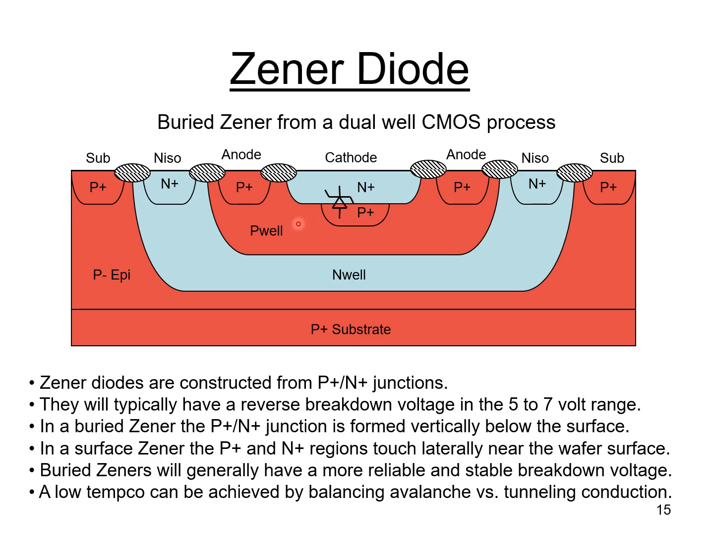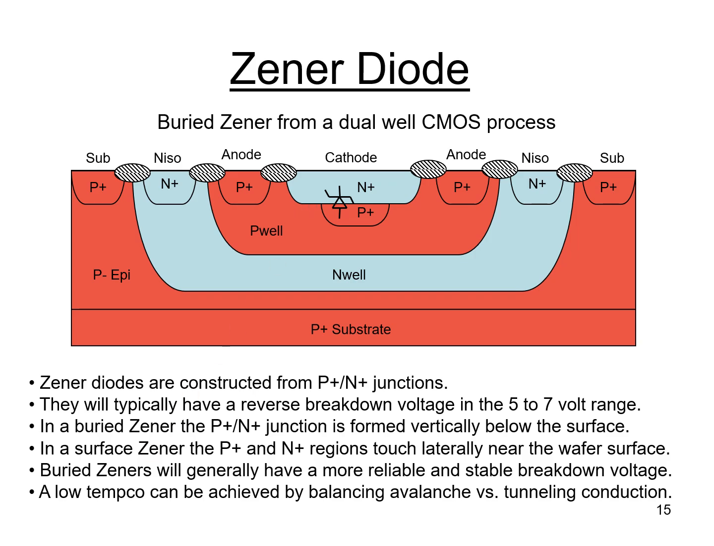Now you can also make a surface Zener diode. I don't show one in the picture here, but if you just picture taking a P+ region at the surface and having it touch an N+ region at the surface laterally, that's basically how you'd make a surface Zener diode. However, buried Zeners will generally be more reliable and have a much more stable breakdown voltage over time than a surface Zener. So generally, if you need reliability, a buried Zener is the way to go.